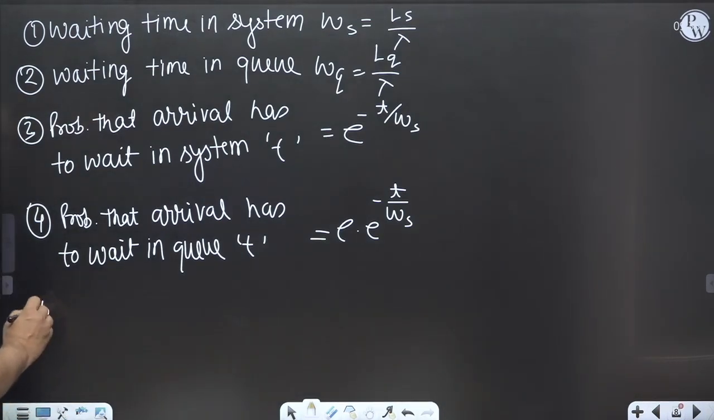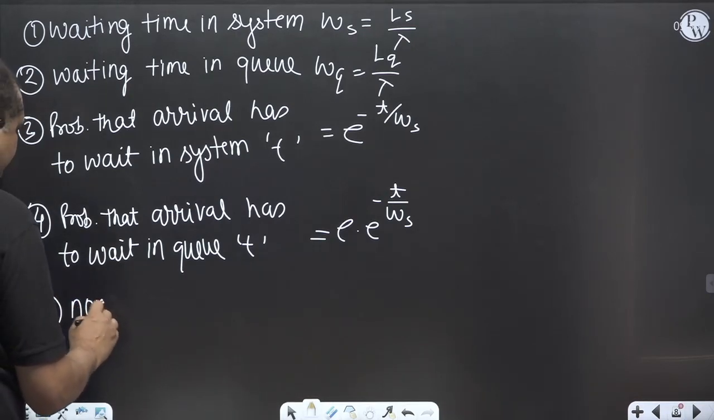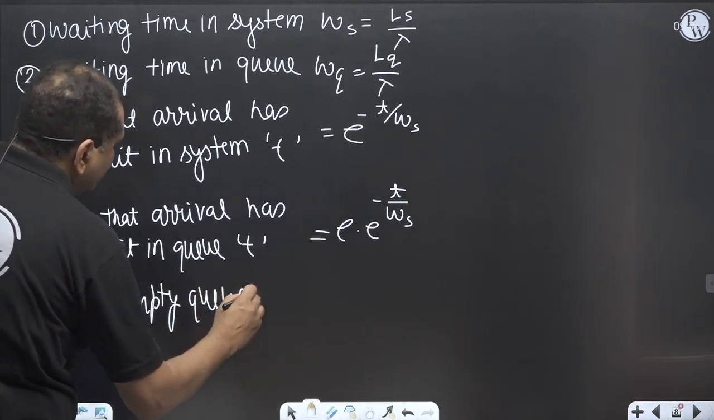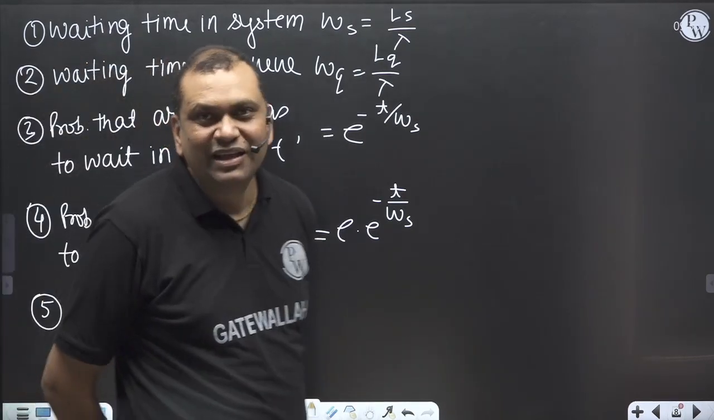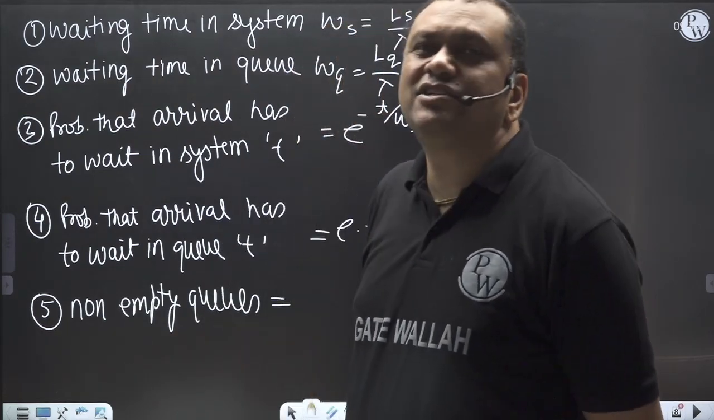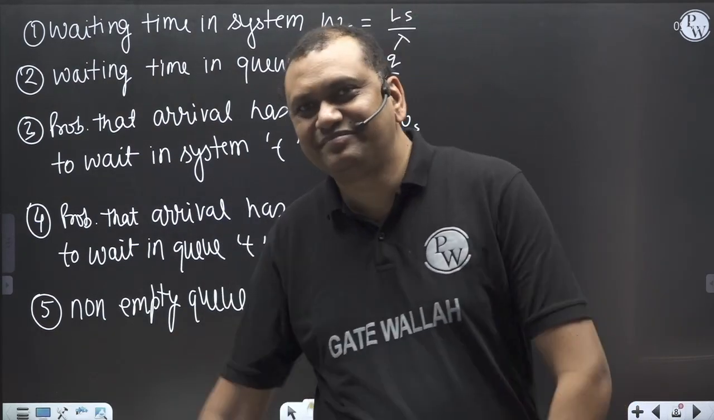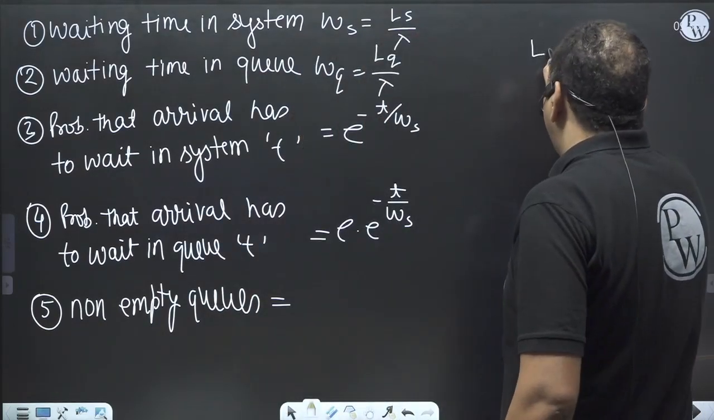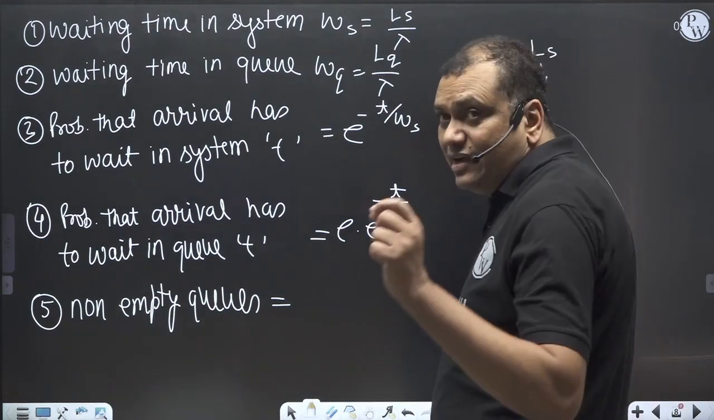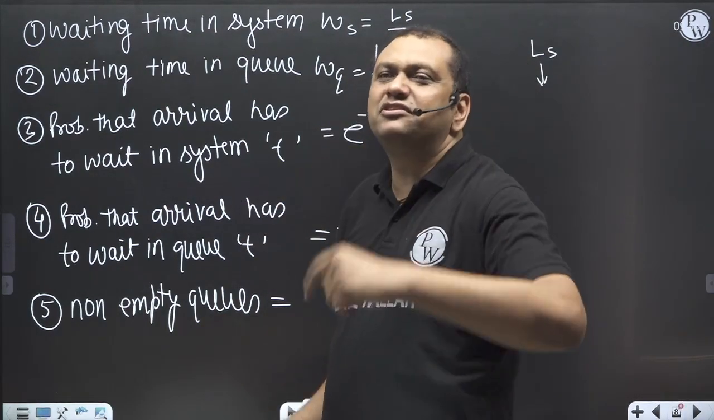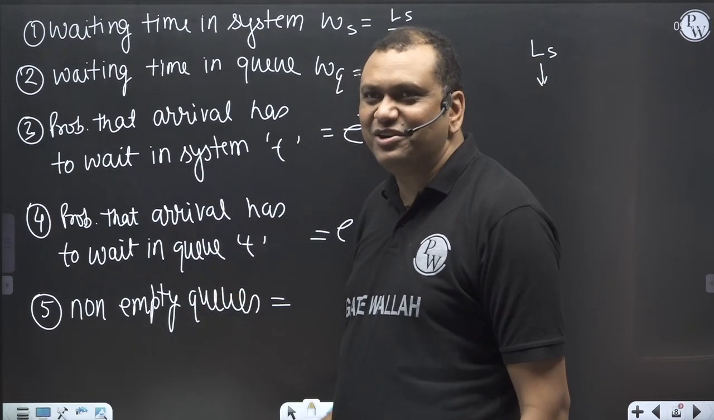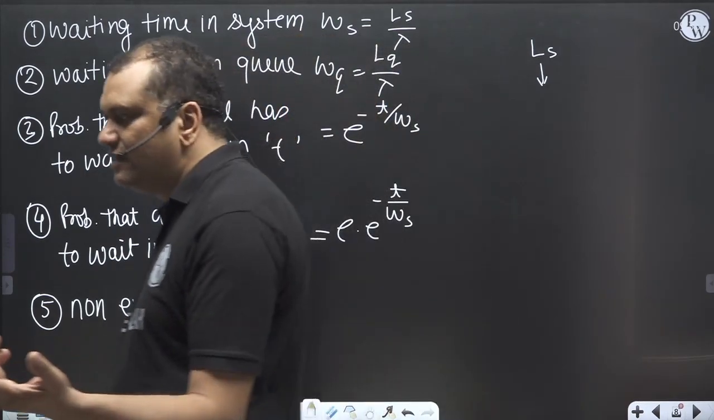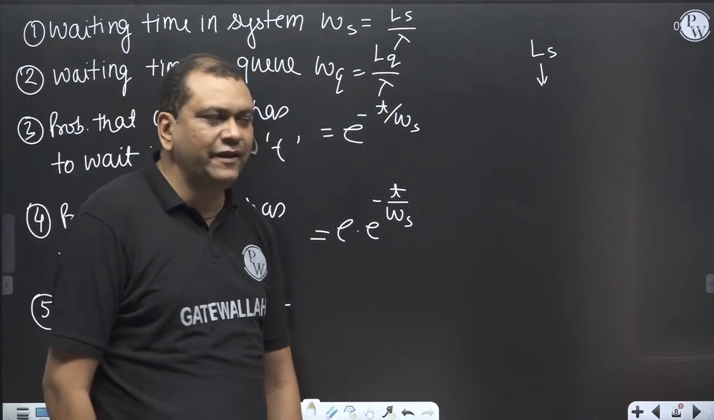There is something called average length of non-empty queues. Whenever this question comes, you know what is the meaning? In the calculation of Ls, you know why I'm writing? Because these notes we are going to supply to all of you. So everything should be there in the notes, okay? I will generate a PDF and it will be available on the PW app, okay?